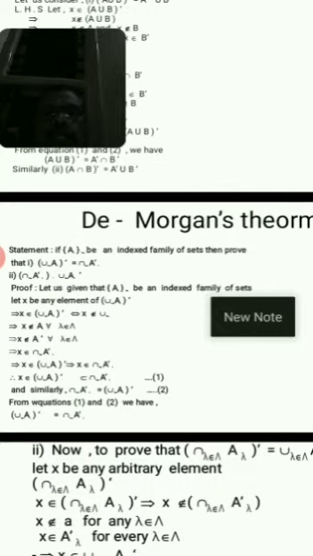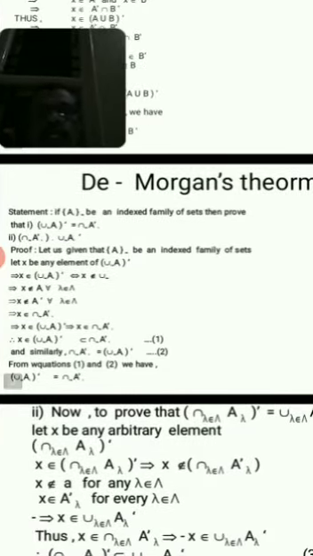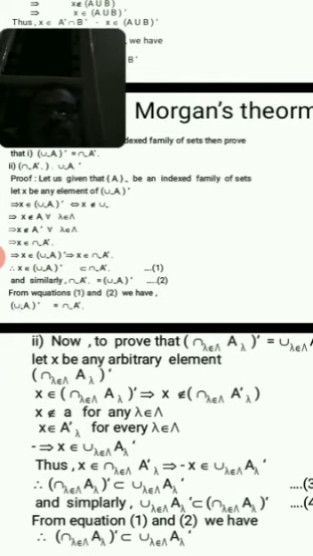It implies that x does not belong to A for every lambda belonging to the index set. Then it implies that x belongs to A' for every lambda belonging to the index set. So it implies that x belongs to the intersection of A'. This means x belongs to the intersection of A' over lambda belonging to the index set. Therefore the complement of the union of A is a subset of the intersection of A'.